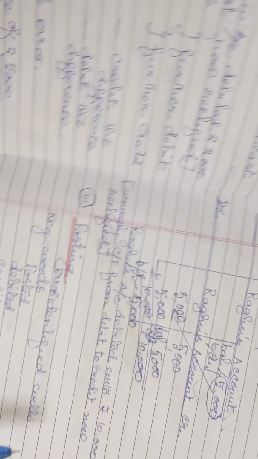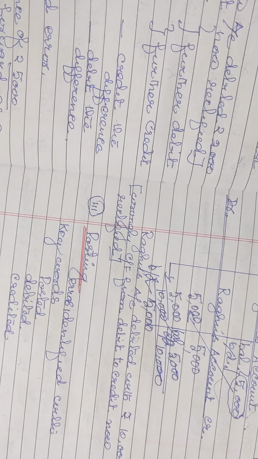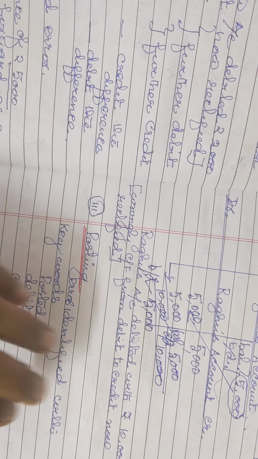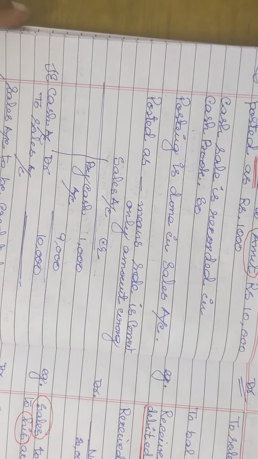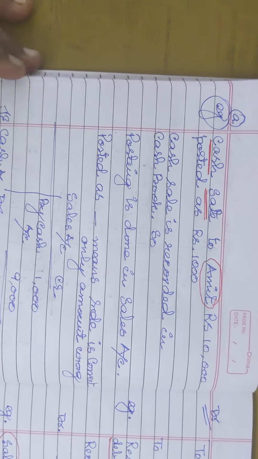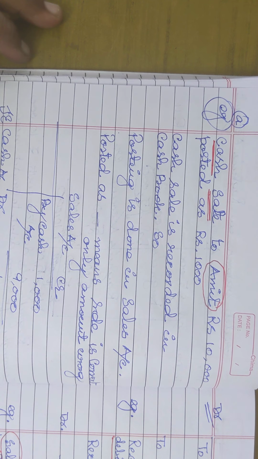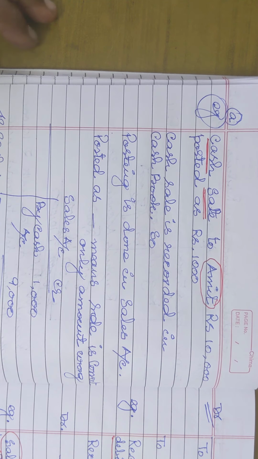Okay, now we are moving on to the posting error. Whenever you see a posting error, it is identified with keywords like posted, debited, credited. Whenever you see these words posted, debited, credited, you can understand that there is an error of posting. Okay, so let us understand through examples.